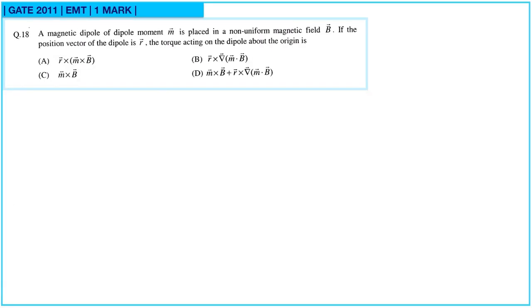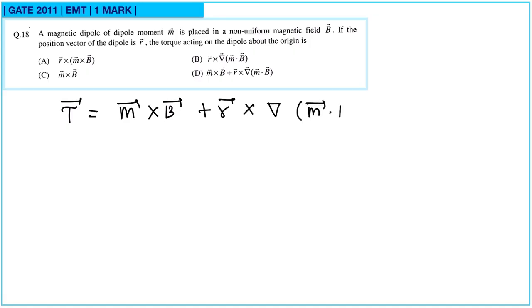Question number 18. A magnetic dipole of dipole moment m bar is placed in a non-uniform magnetic field B bar. If the position vector of the dipole is r bar, the torque acting on the dipole about the origin is. This is a direct formula. This is equal to m bar cross B bar plus r bar cross del of m bar dot B bar. For a non-uniform magnetic field, this is the expression for torque. So option D is correct.